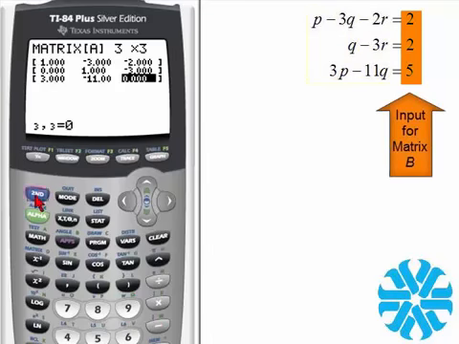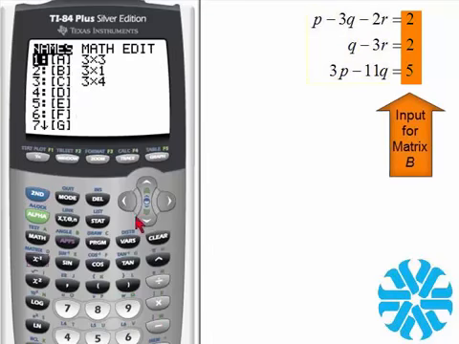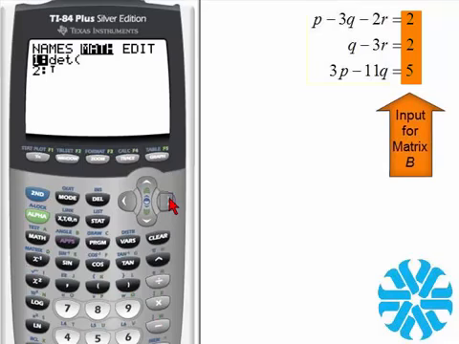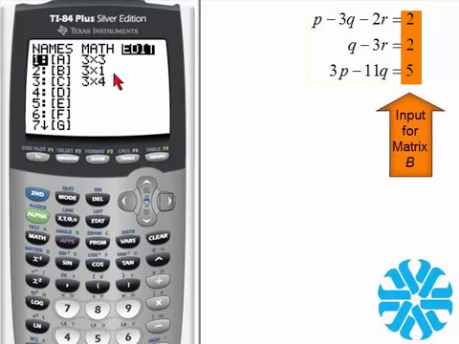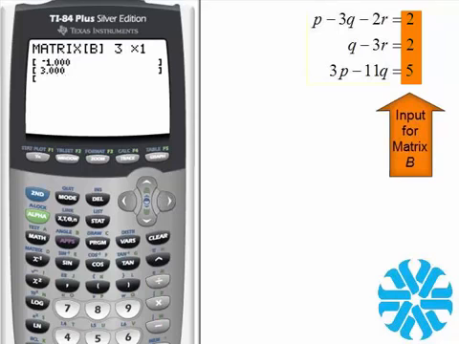So let's go to second function in matrix, and we will select edit. We want to edit matrix B, and matrix B is 3 by 1, 3 rows by 1 column, so that's fine. So select number 2, and our constant values here are 2, 2, and 5. So let's go ahead and quit out of this.